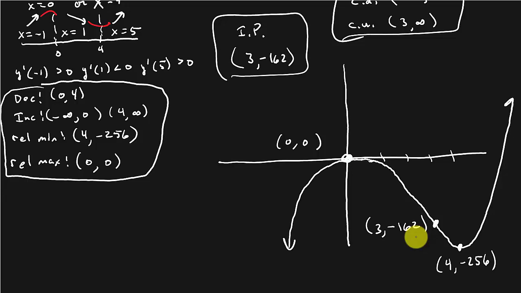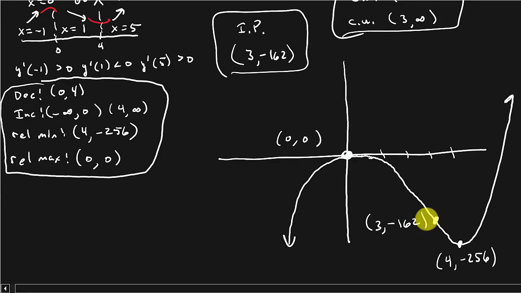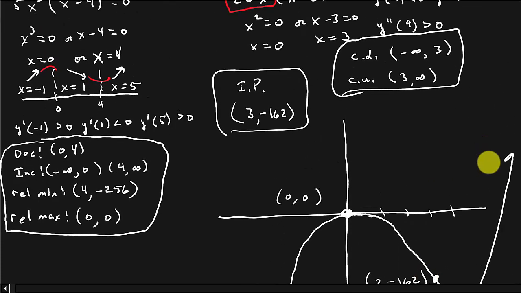Okay. And that's also the last example. So I hope this helped. Just remember, whenever you're graphing these things, critical numbers, increasing, decreasing, relative max min, concavity, inflection points, and then use all that information to sketch the graph.